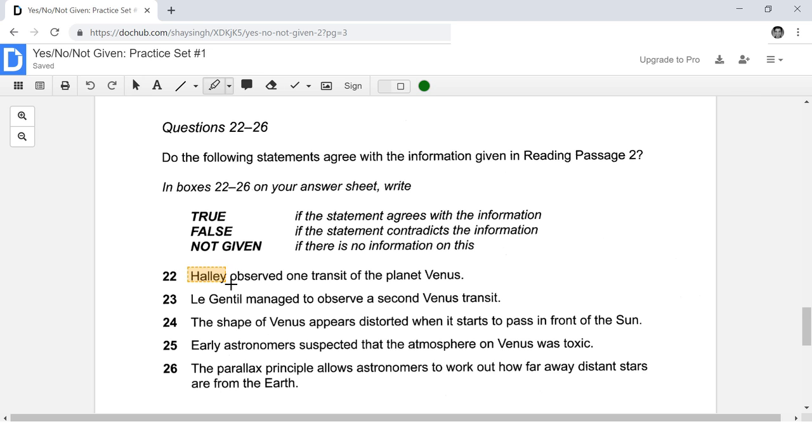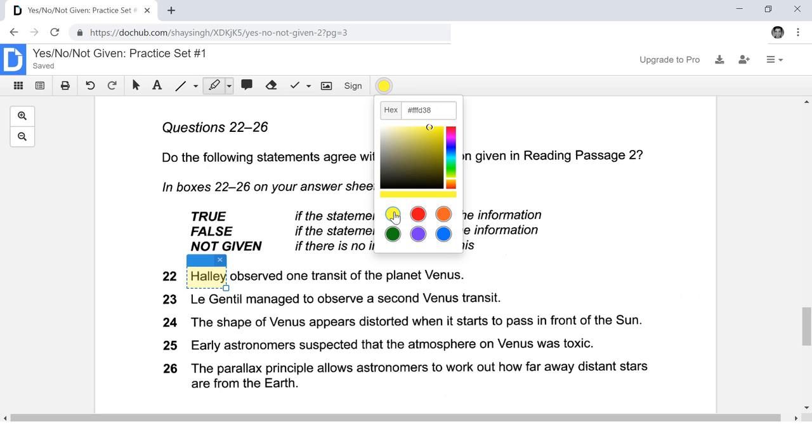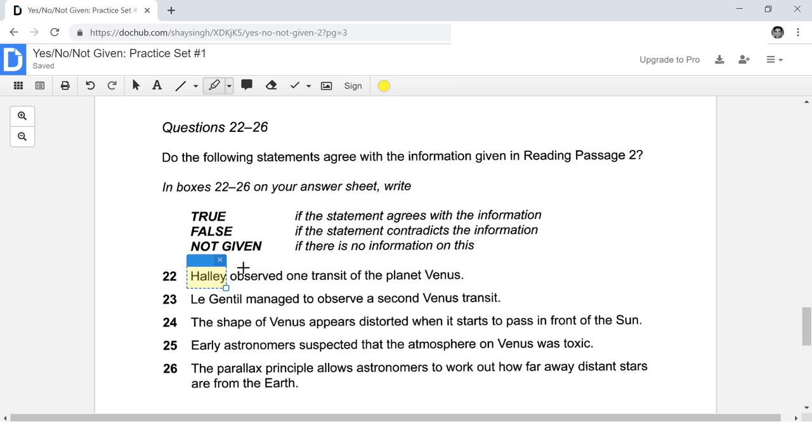So I'm going to mark Hallie as our keyword. Observed is another keyword. Something that Hallie observed. Remember guys, keywords are words that are nouns, verbs, adjectives, adverbs. All of these can be useful keywords for us. Something about transit and something about the planet Venus.